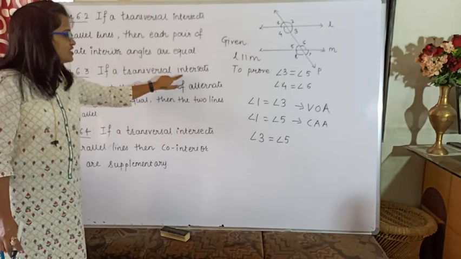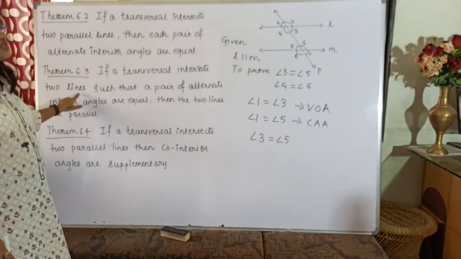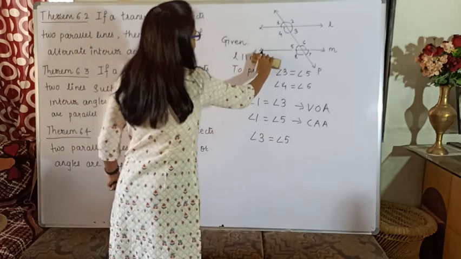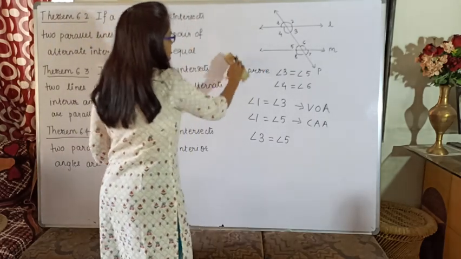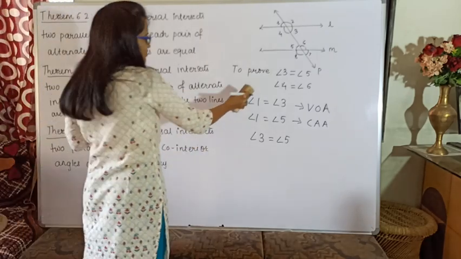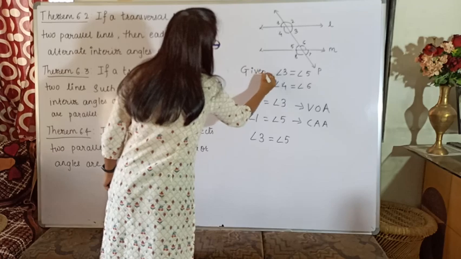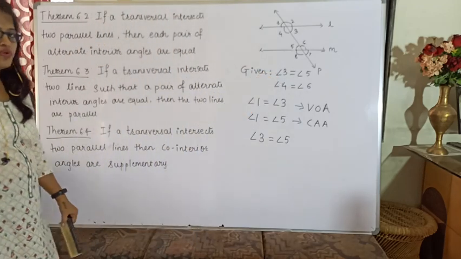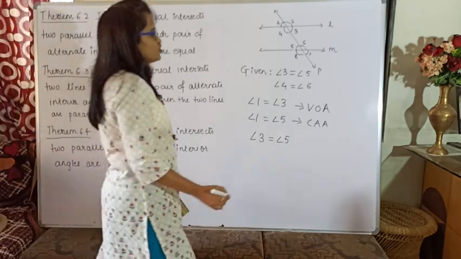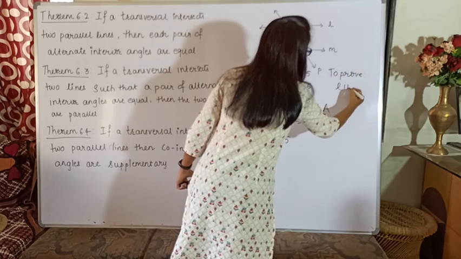If a transversal is intersecting two lines, now I don't know whether they are parallel or not. So a transversal is intersecting two lines. So transversal P is intersecting two lines L and M such that the pair of alternate interior angles are equal. It means whatever I have written under to prove, this will become my given information that the alternate interior angles are already equal to one another, and if such is the condition, then the two lines are parallel. So what I have to prove? Now I have to prove L is parallel to M.